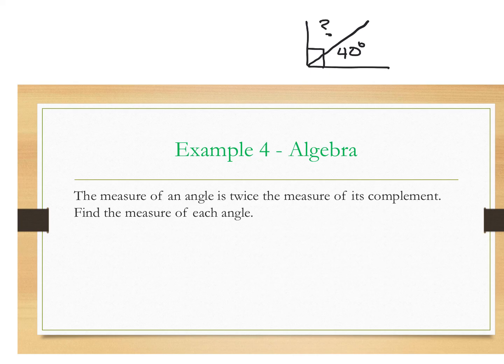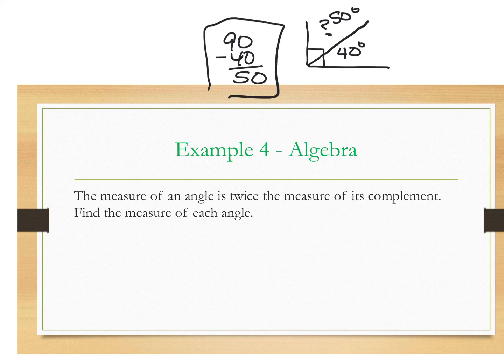Whenever I have two angles and I'm told that they're complements, I know when I add them together, they're going to be 90. So to find the other one, really all I'm doing is 90 minus 40, and I know my other missing angle is 50 degrees. So I'm going to use this fact in this word problem.